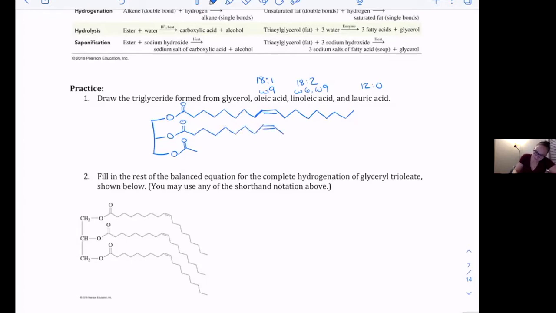Double bond. Then at the omega-6 position again, I believe, I lost count. 1, 2, 3, 4, 5. One more.